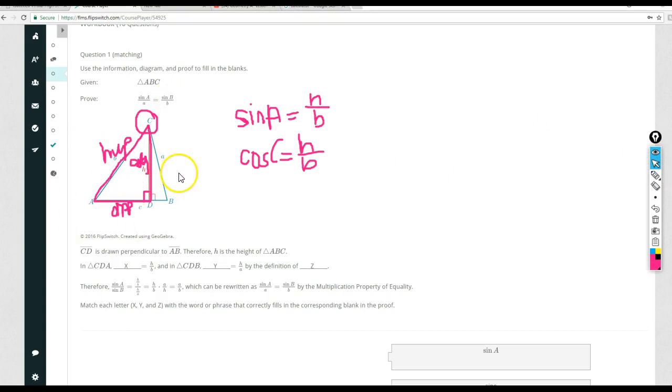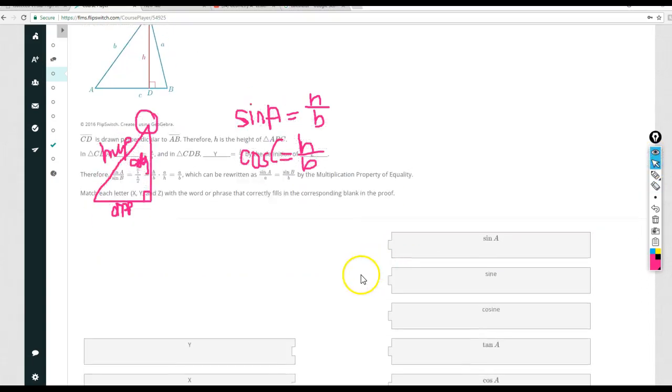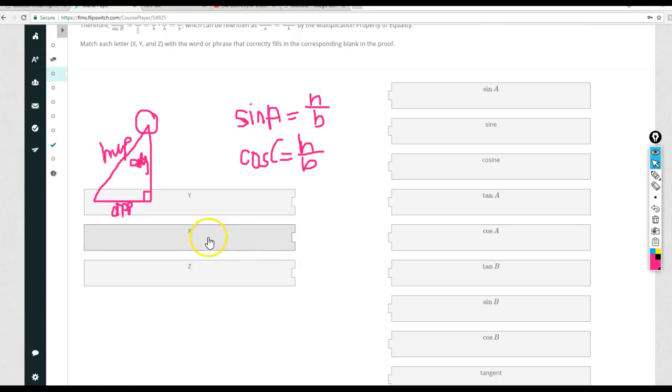in our triangle CDA. Now I'm thinking back to how I'm going to decide which one is used, and thinking back to the proof, we need to prove that sine of A over A is equal to sine of B over B. So since I need to prove sine of A over A's ratio, I need to include it somewhere in the proof. So I'm going to choose sine of A is equal to H over B. So X is going to be sine of A.